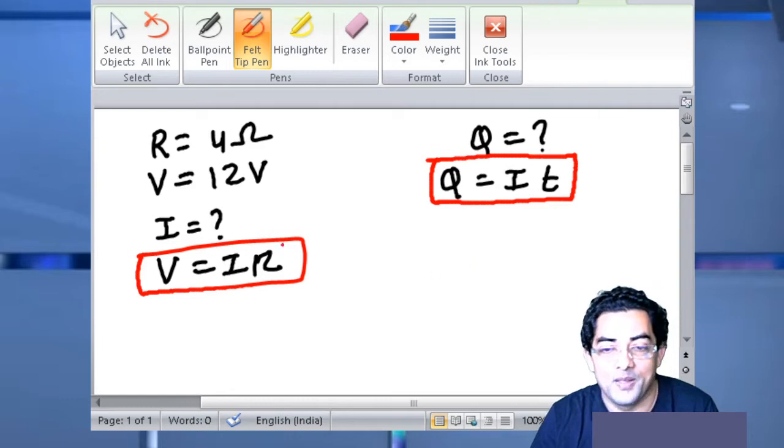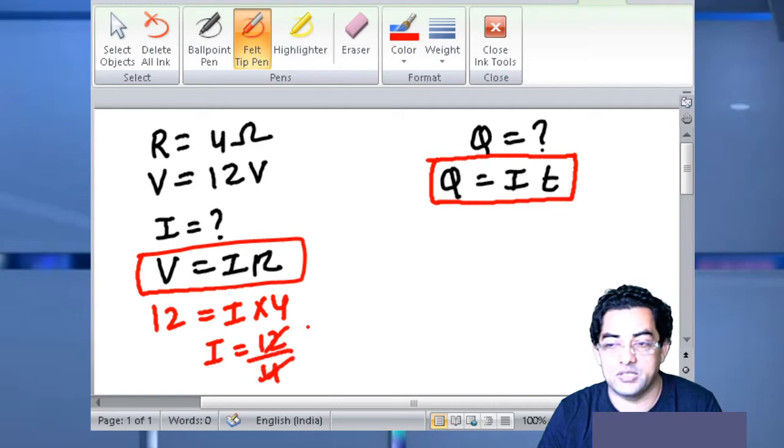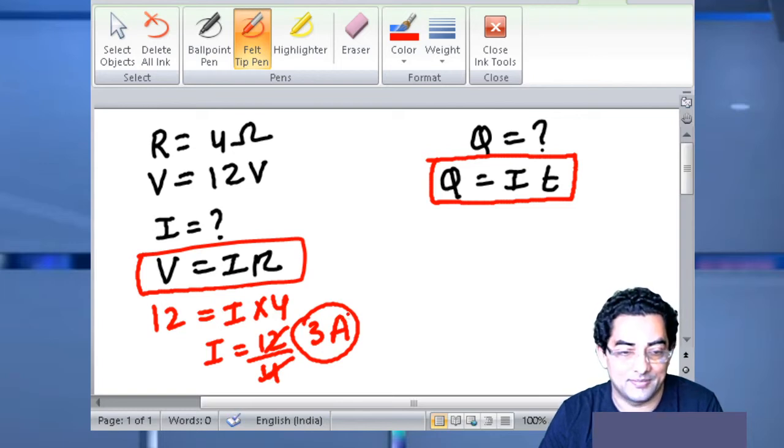Okay, yes ji. So V is equal to IR, so V is 12 and R is 4. Definitely I will be 12 over 4, which is 3 amperes, right? So the current is 3 amperes.